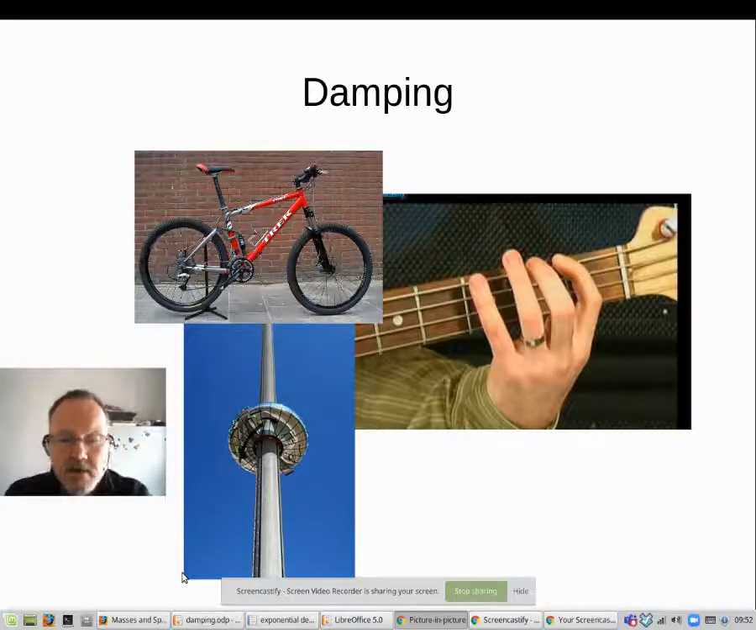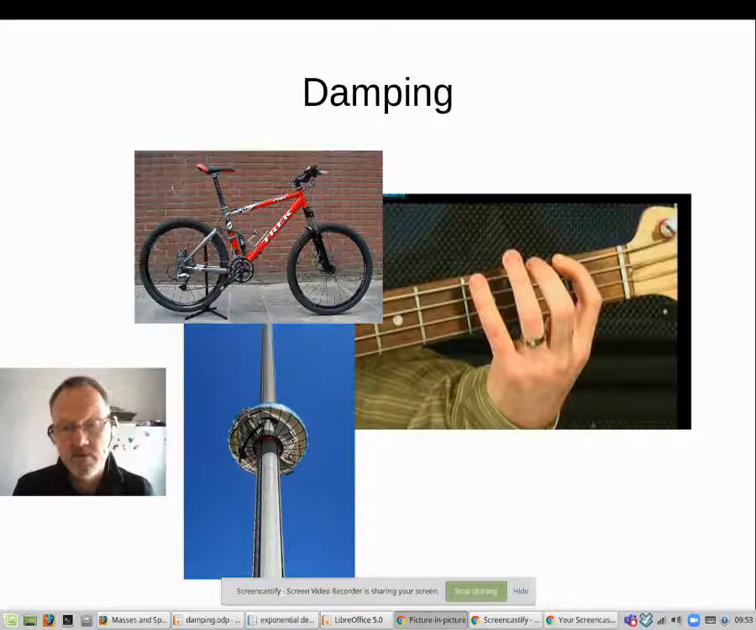Hello, my name is Pete, and I'm going to take you through the topic of damping, which is lesson 2 this week. The images on the screen you can see are all examples of mechanical systems where damping is utilised.